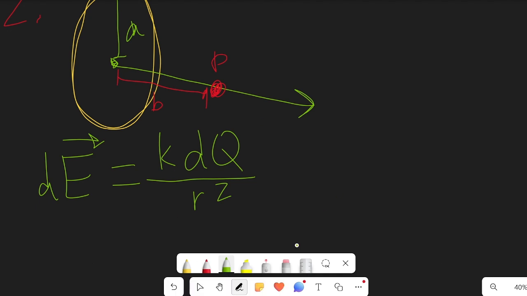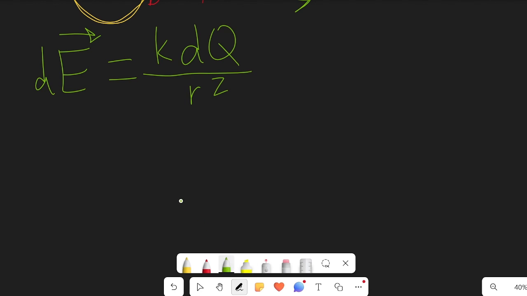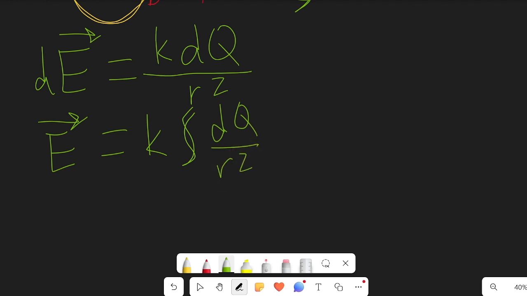And for this, we take the integrals once again. This will be E, the Coulomb constant comes out, integral dq over r squared, right? And we are back to the same place as before. So for this, what we have to do now is a couple things, right? Convert this to r, and then find the bounds of our integral.